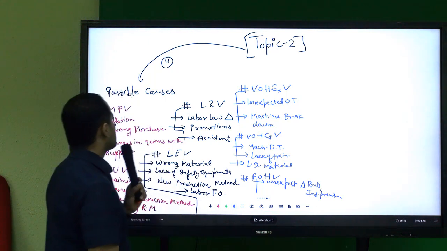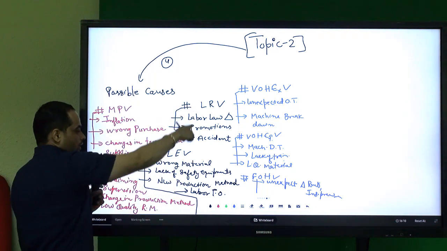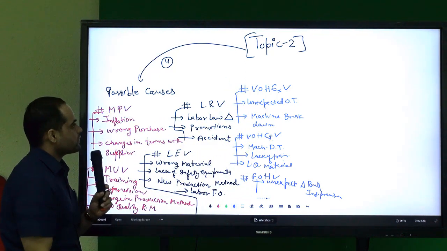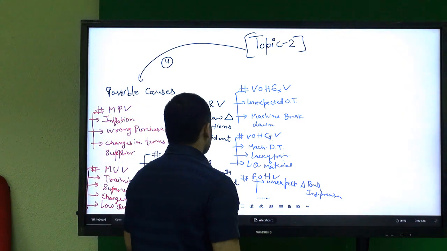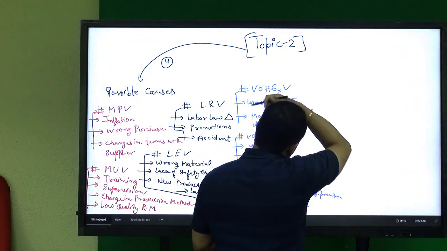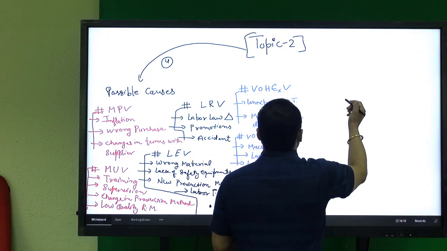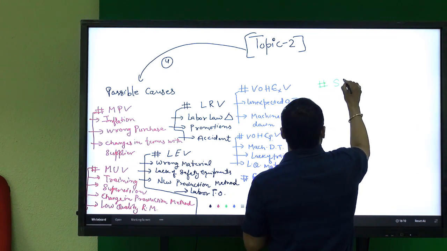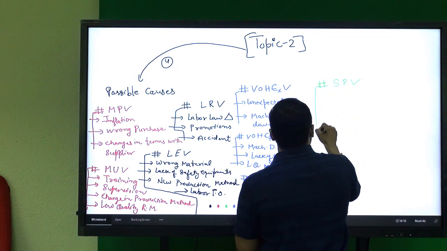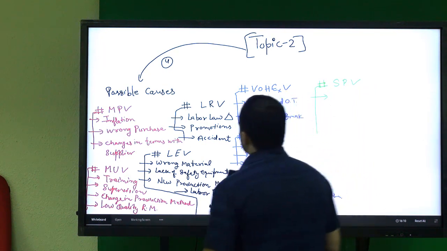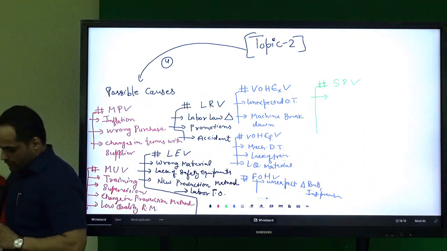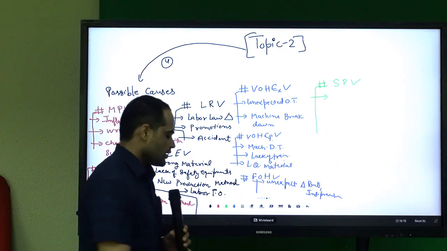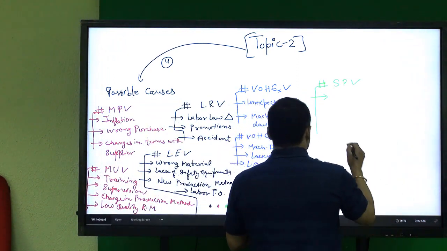So that's all about material, labor, and overhead variance possible causes. Now we move on to the last one, which is sales variance. We have selling price variance. The first one is changes in the company's pricing strategy.